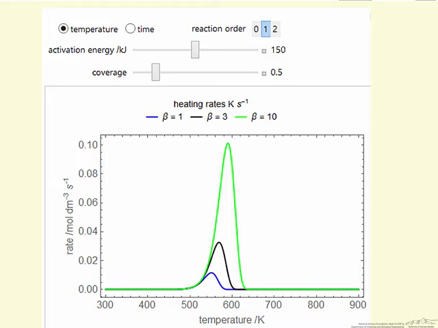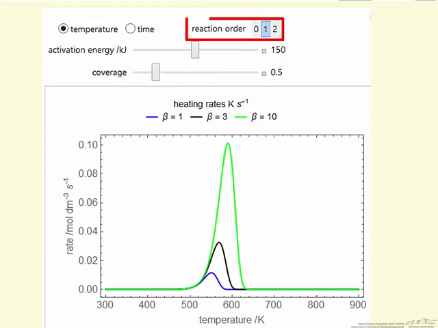And beta corresponds to how fast we heat it. So it's a linear temperature rise. It can be 1, 3, or 10 degrees Kelvin per second. And so the rate's going to depend on how fast we heat it. And the temperature where it goes through a maximum also depends on how fast we heat it.